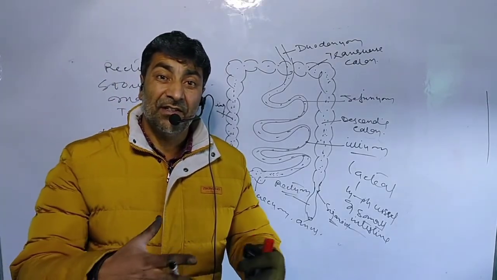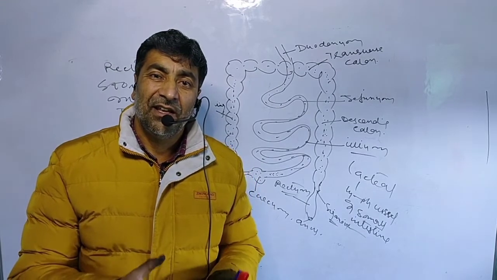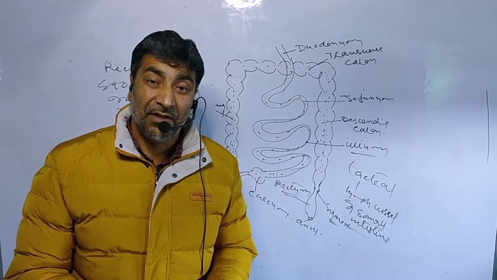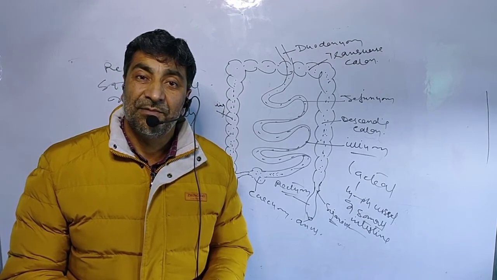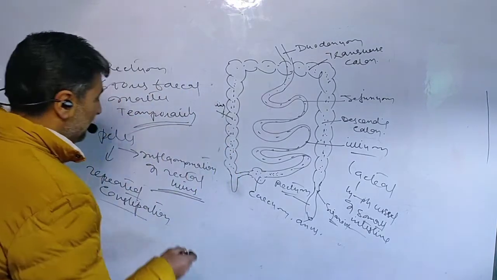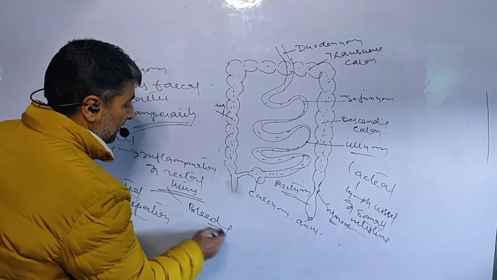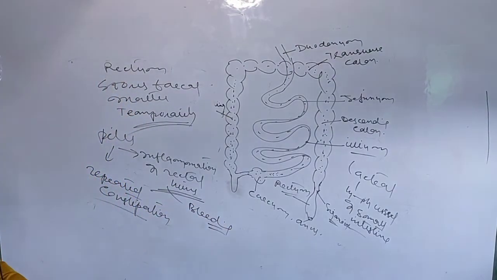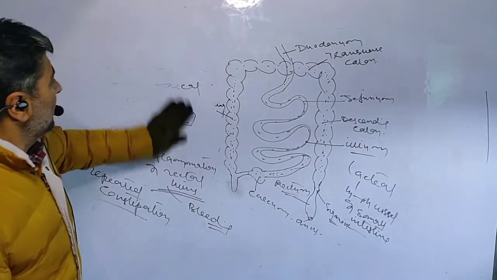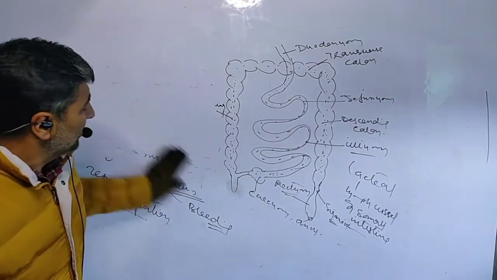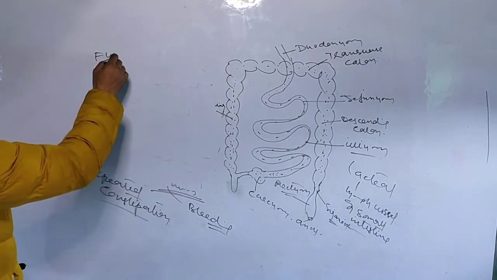When the rectal veins get inflamed and swollen, they rupture and cause bleeding. In piles, bleeding occurs. So these are the parts of the large intestine. Finally, the functions of the large intestine.